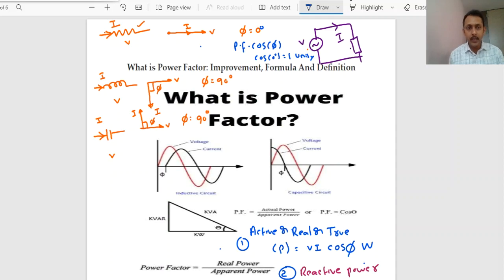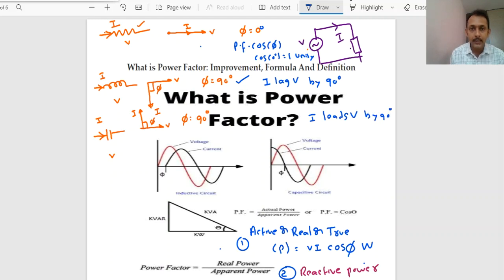Similarly, if the load is purely inductive in nature, and you have applied some voltage V and the current drawn by the load is I, the angle will be 90 degrees if it is a pure inductor. But the current will be lagging the voltage. I lags V by 90 degrees. If it is a capacitive load, here also the angle difference will be 90 degrees, but the current will be leading the voltage. If it is a capacitive load, I leads V by 90 degrees.